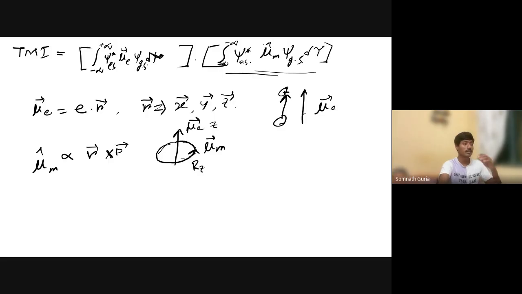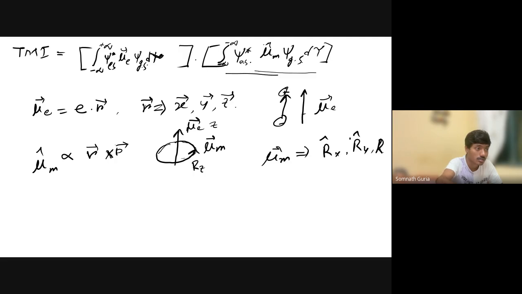Okay, similarly, this magnetic moment is associated with the rotatory motion, where r is the rotation over here. This is also associated with the mu m, and also associated with rx, ry, and rz. Okay, so this is associated with rx, ry, and rz.